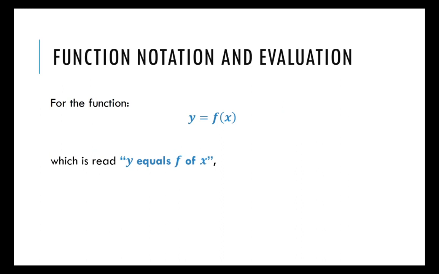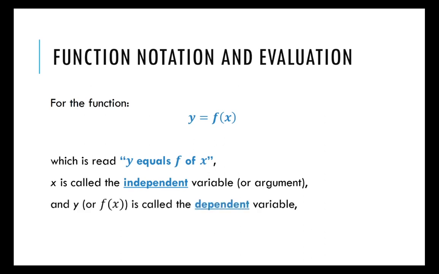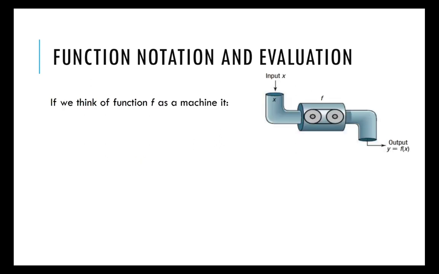So for the function y equals f of x, x is called the independent variable or the argument, and then y or f of x is called the dependent variable, and that's because y will depend upon the x value. Another way you can think about a function is as a machine, and as a machine it's only going to accept elements from the domain. If you try to plug in something that's not in the domain, it doesn't understand how to work with it.